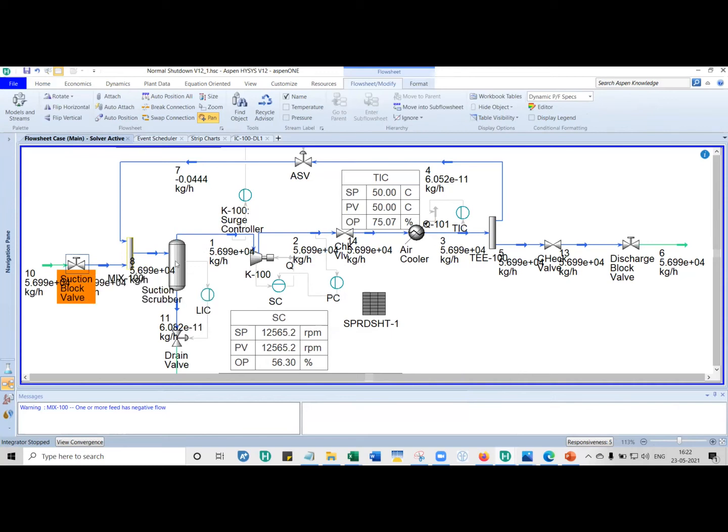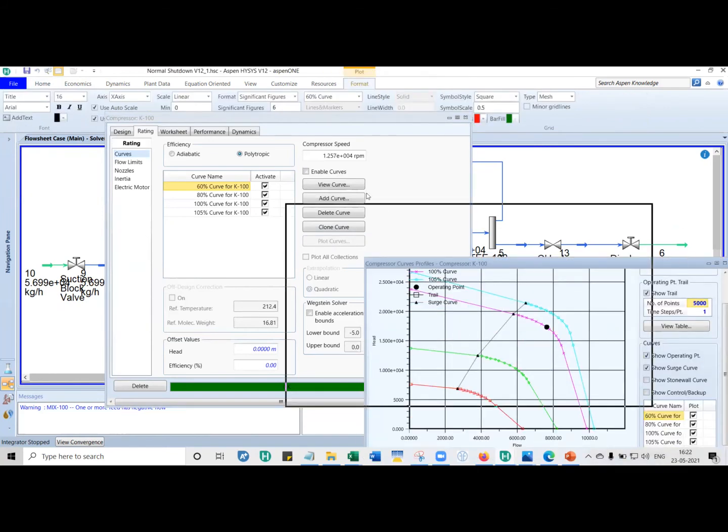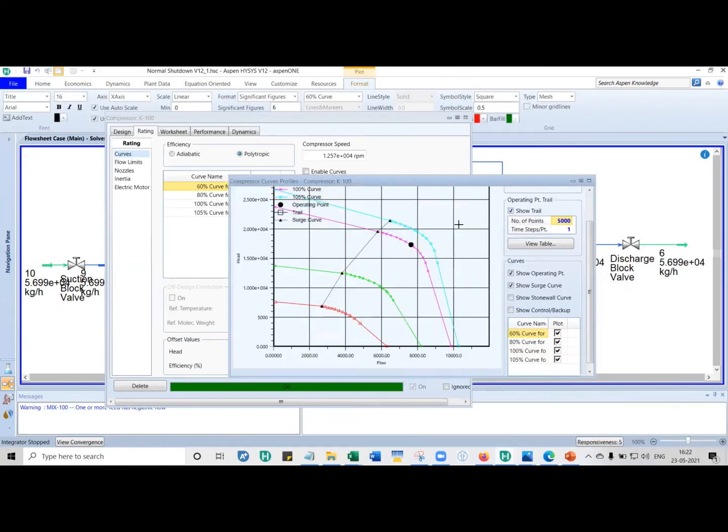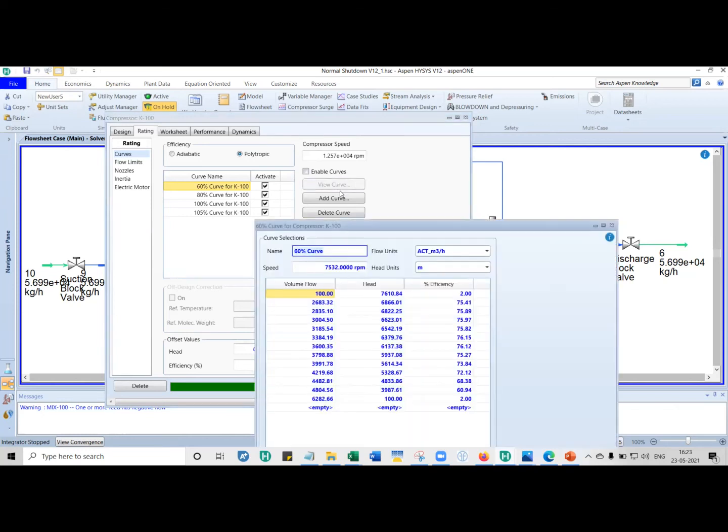For the suction scrubbers, you have to give the volume. For the air cooler, you have to give the volume and also the loss coefficient. Then for the gas compressor, naturally, you have to put your performance maps. You need to have three pieces of information. You need to have your polytropic head for a given volumetric flow rate and also polytropic efficiency. So these three parameters you need to have, and for each speed you enter them here.